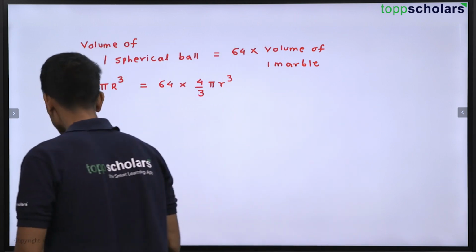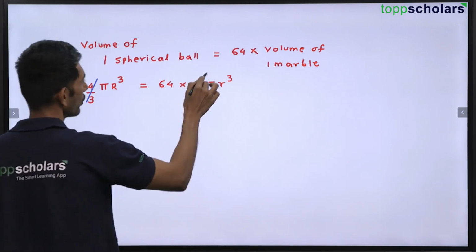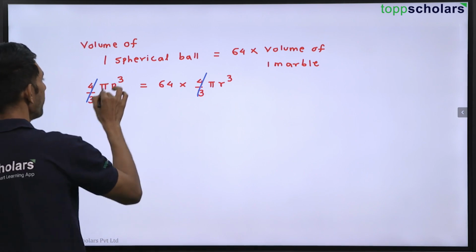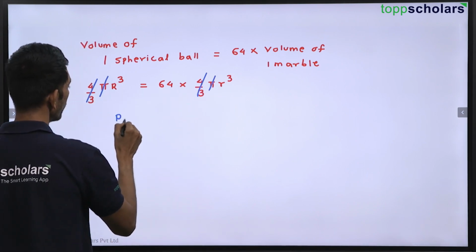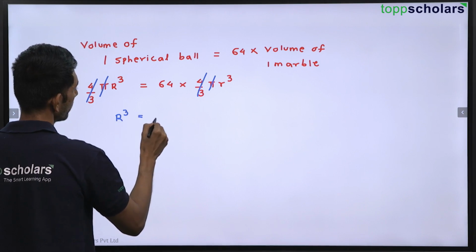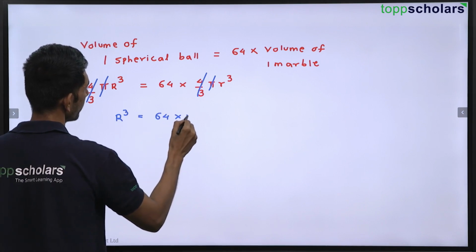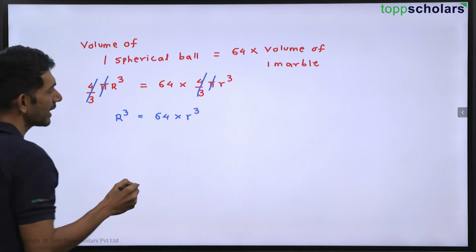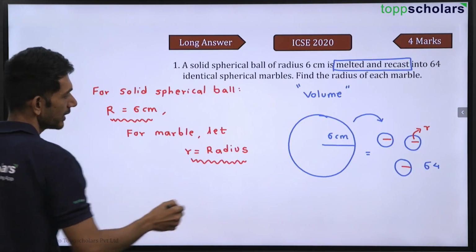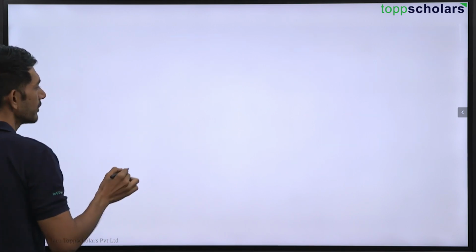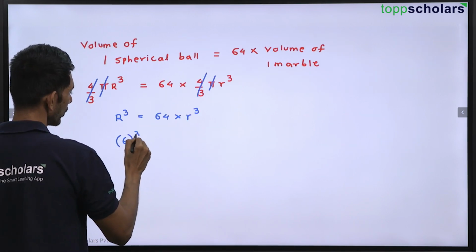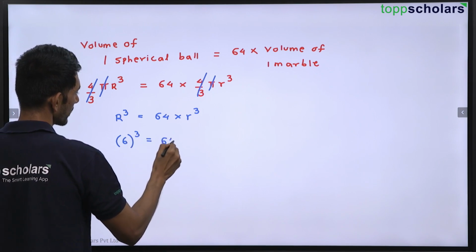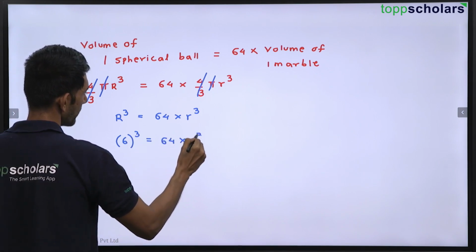Now the calculation becomes very easy, because 4 by 3 will get cancelled, pi will get cancelled. You get R cube is equal to 64 multiplied by small r cube. But is capital R given? Yes, it is already given, 6 centimeter. So I can write this as 6 the whole cube is equal to 64 multiplied by r cube.